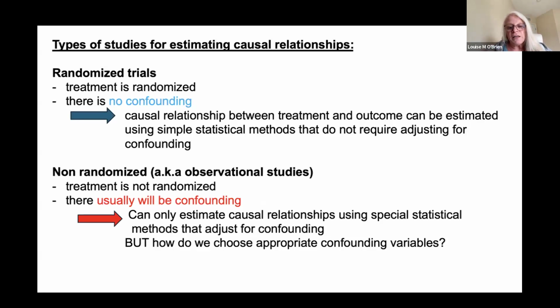However, there are many studies that are non-randomized and mostly observational studies where there will usually be confounding present. And you can really only estimate those causal relationships by using special statistical methods that are just for confounding. So that leads us to the next question: how do you choose what variable is a confounder? So this is where the DAGs come in.